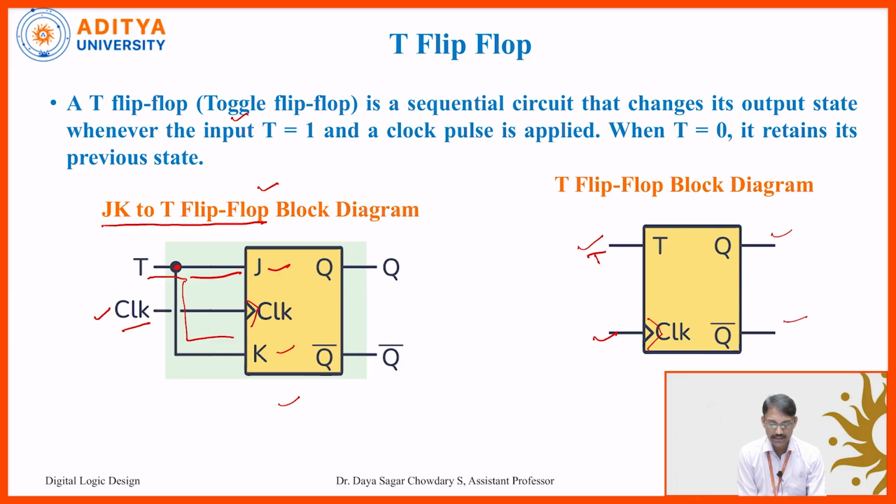Whenever the input T is equal to 1 and a clock pulse is applied, the output toggles. When T is equal to 0, it keeps the previous state. We will observe all these conditions in the next slides. So simply, the JK is modified into T.